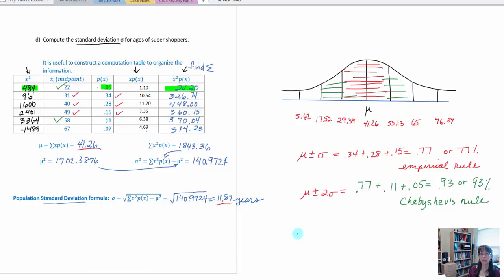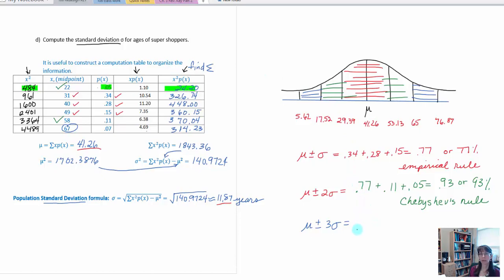Looking at 3 standard deviations within the expected value now, let's find what the age cutoffs would be for mu plus or minus 3 sigma. That would include all the way down to as young as 5.62 years and as old as 76.87 years. So looking back to our data, the 67-year-old would fall within that boundary. Now, do you notice that would be every one of our super shoppers?